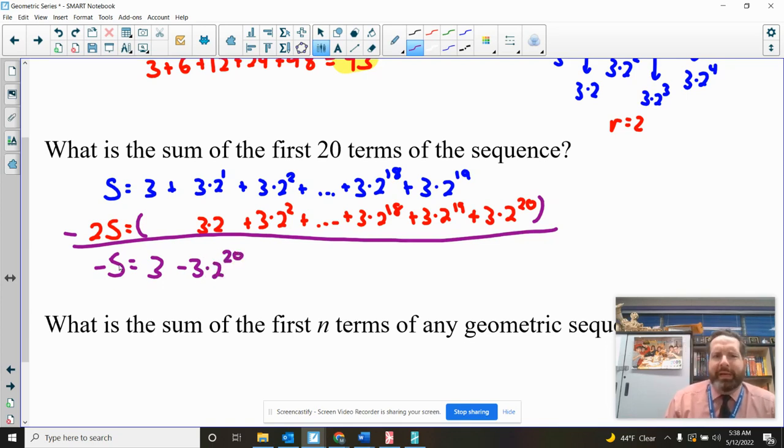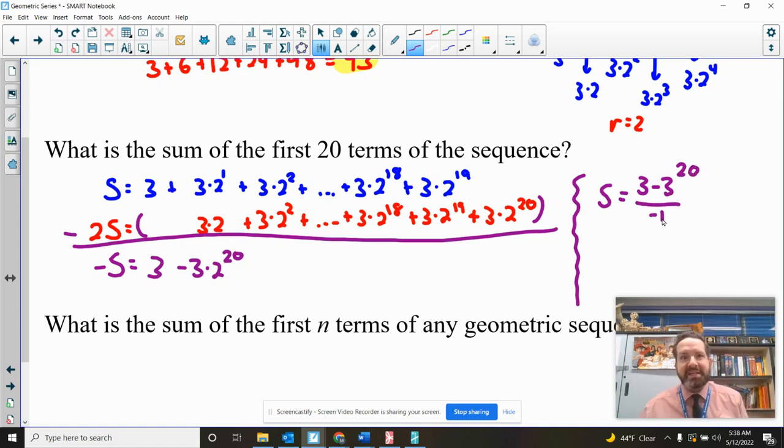The thing is, I don't want negative s. I want regular s. So I'm going to come over here just for space reasons. If I take both sides and divide them by -1, this is going to give us the sum of the series. And that's a much simpler calculation to do.